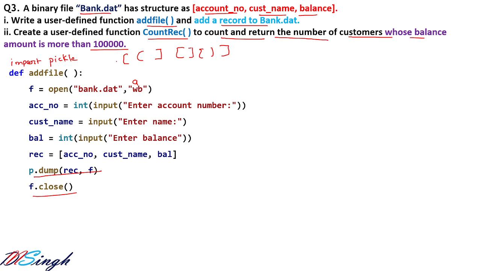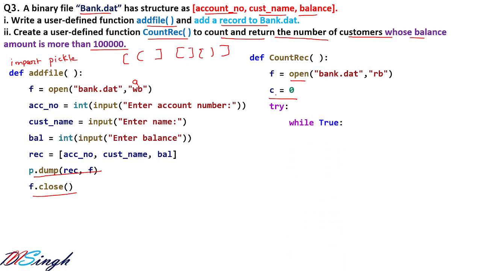We are going to move to the next function, that is count record, to count and return the number of customers whose balance amount is more than 1 lakh. Let us write the function header, count record, and open the file in read mode, bank.dat in rb. The open function has been utilized many times. Next is to maintain a count of how many customers have an account balance of more than 1 lakh.